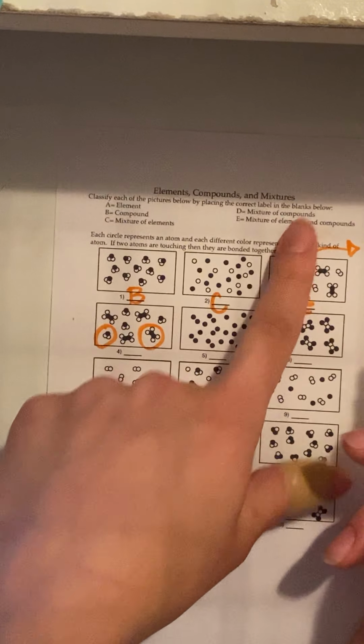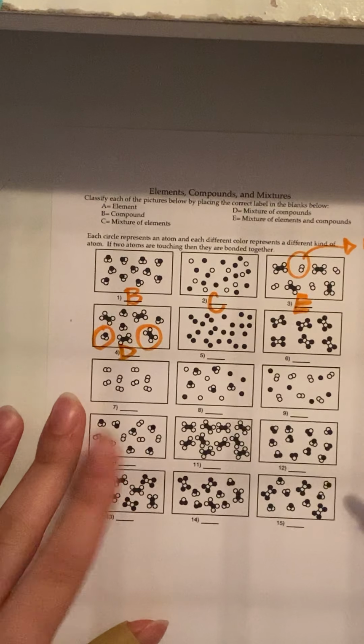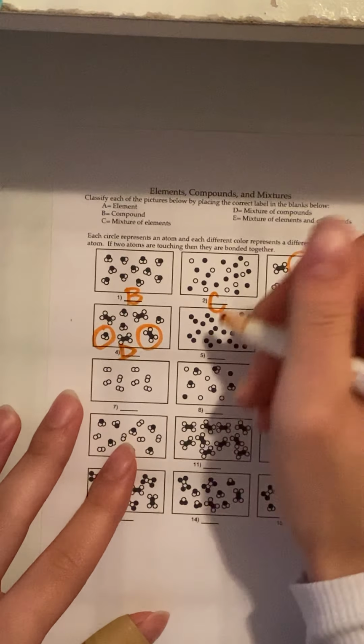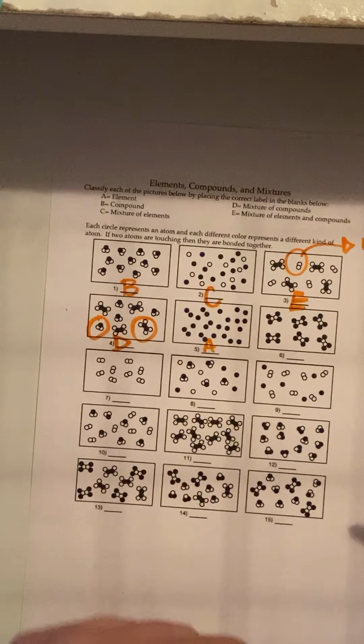They're a mixture of compounds, right? So that's going to be D. Okay. For number 5, we already said that's A, an element, because they're the same type of element. They're the same type of atom.